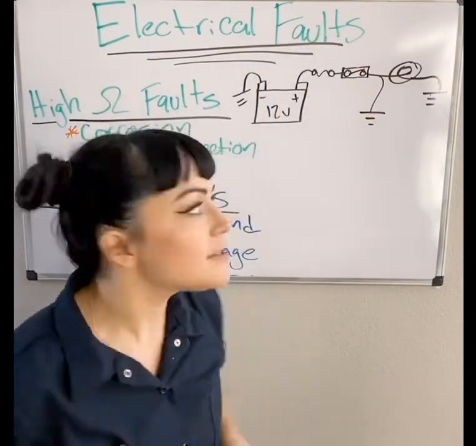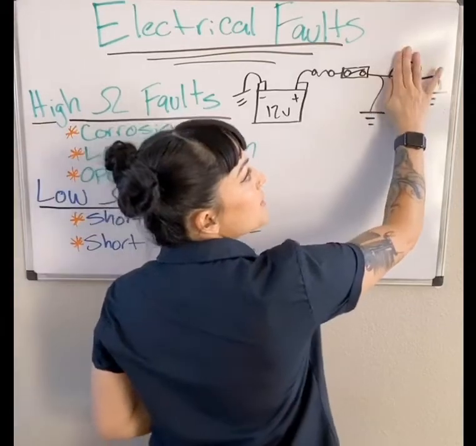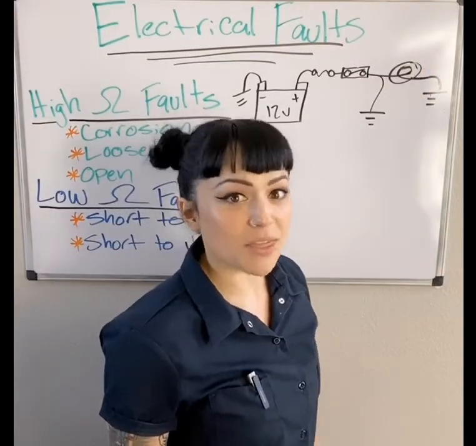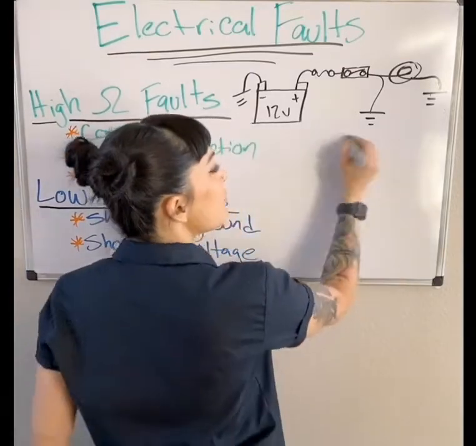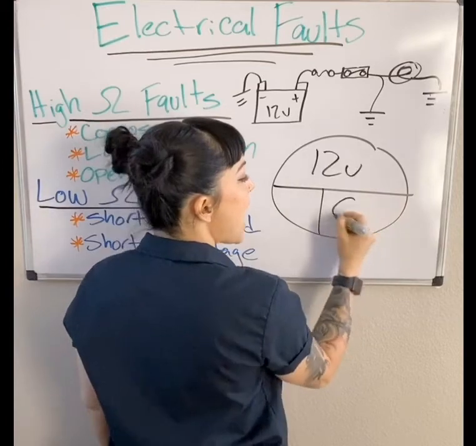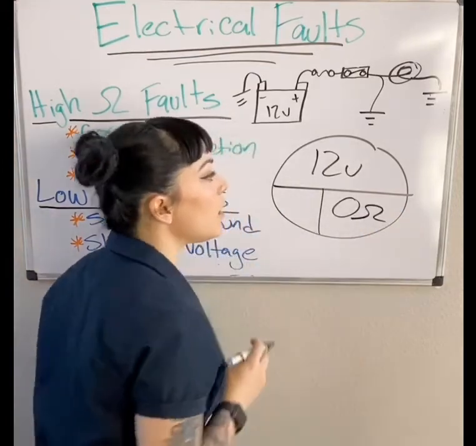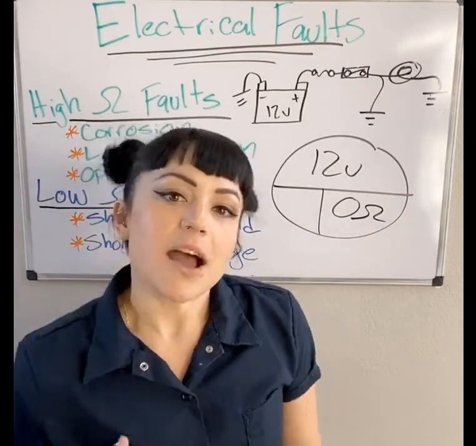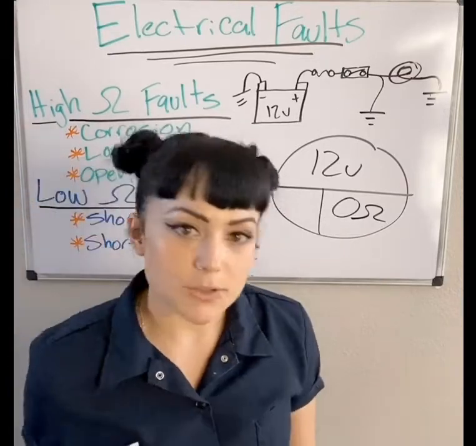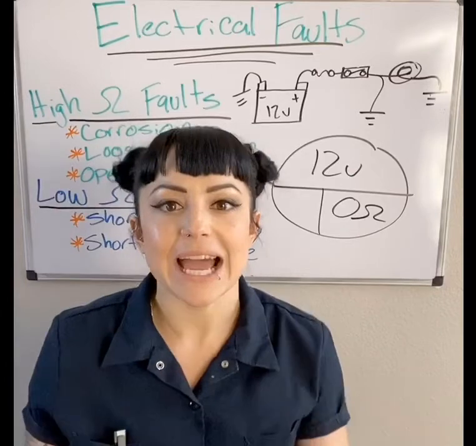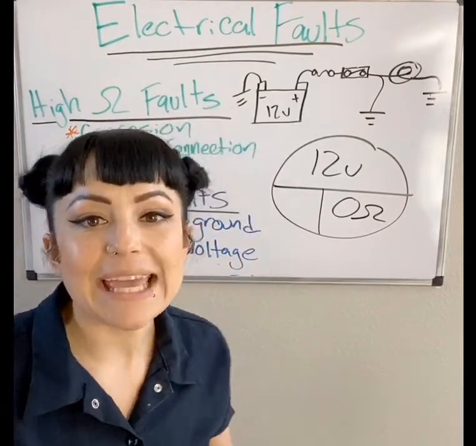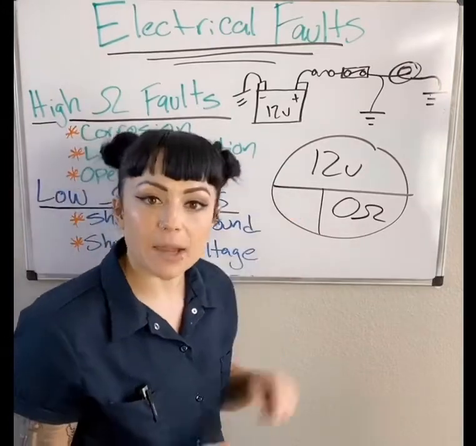The problem is, without the light bulb in this circuit, what's the total circuit resistance of a circuit with no resistance? Let's see what that looks like on Ohm's law pie chart. If I have 12 volts and no ohms at all, how many times can I take 0 out of 12? 0 out of 12, 0 out of 12, 0 out of 12. I still have 12. We could do this forever. And so we get an insane amount of amperage.